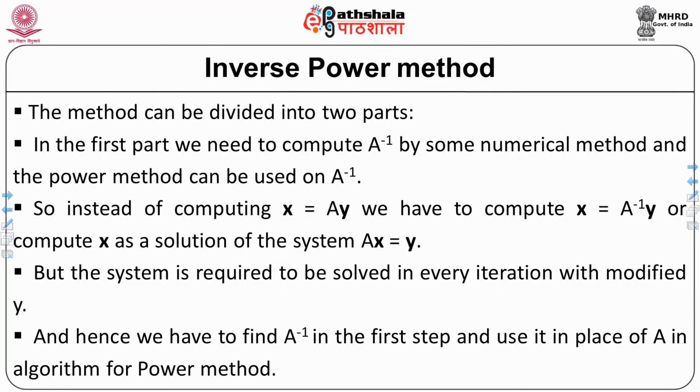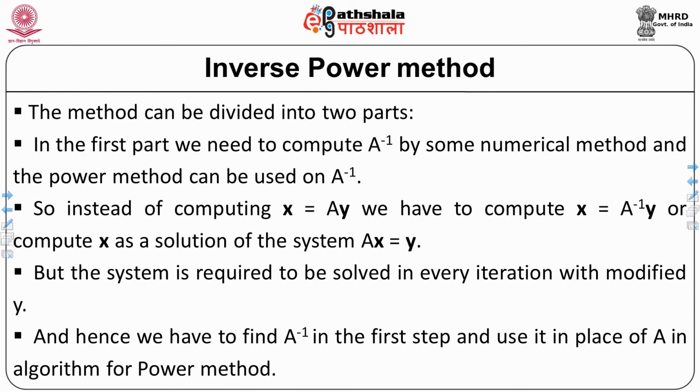The method can be divided into two parts. In the first part, we compute A inverse by some numerical methods, and the power method can be used on A inverse. So, instead of computing x bar equal to A y bar, we have to compute x bar equal to A inverse y bar, or compute x bar as the solution to the system A x bar equal to y bar. You know that in the power method the first step is x bar equal to A y bar. That first step has to be replaced by this.